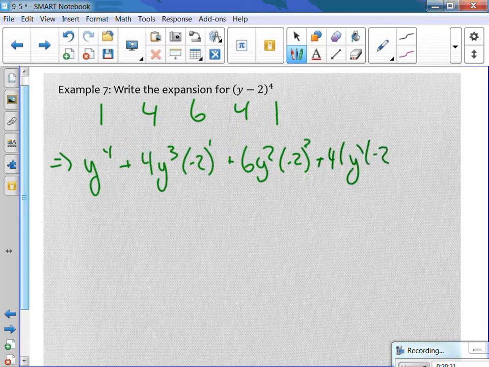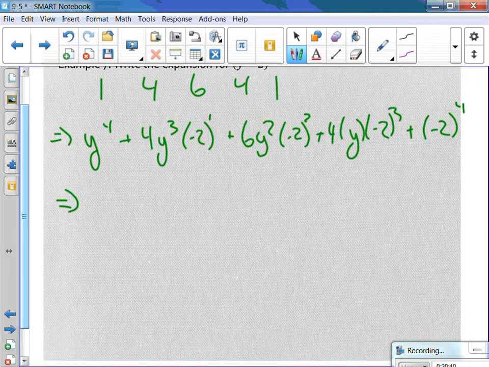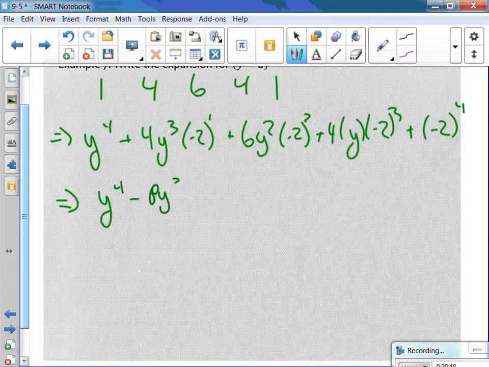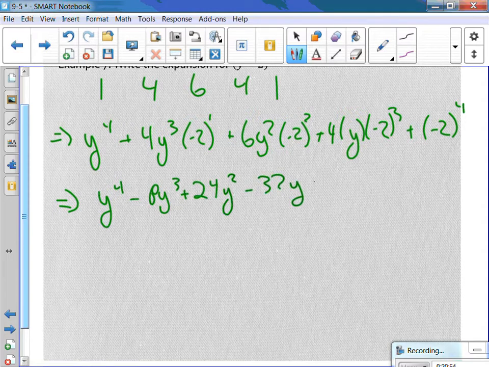Again, simplifying, and negative 2 to the first, negative 2 to the second, negative 2 to the third, and negative 2 to the fourth gives us y to the fourth minus 8y cubed plus 24 y squared minus 32y plus 16. If you notice, what did that negative do? All it did was alternate the signs, negative, positive, negative, and so forth.